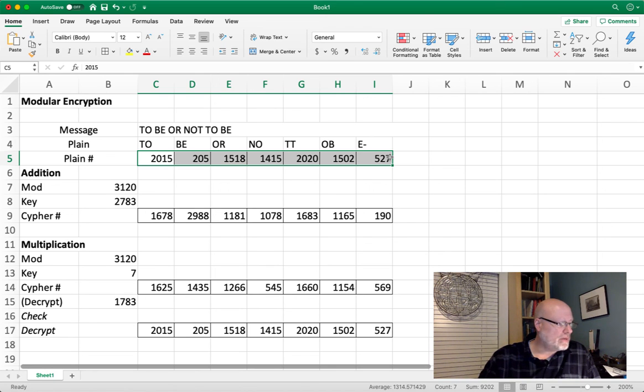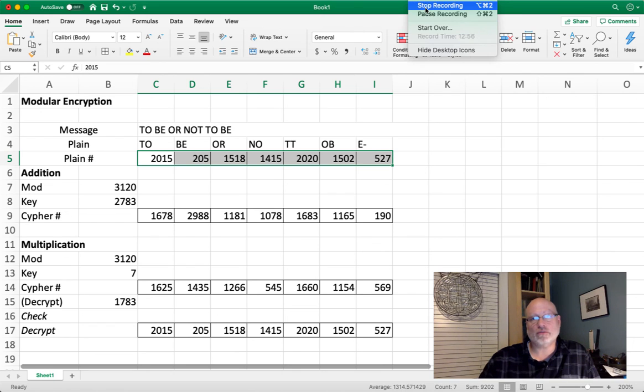Is there anything else I want to make sure I think about? No, that pretty much explains what you need to know for at least this basis of modular encryption. So if you have questions, let me know.